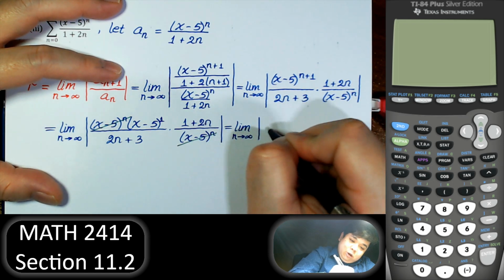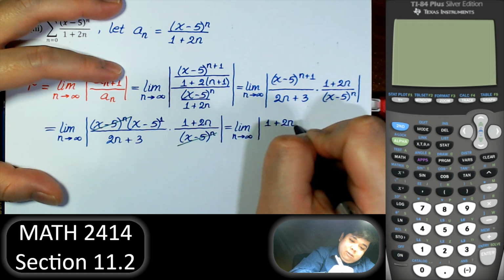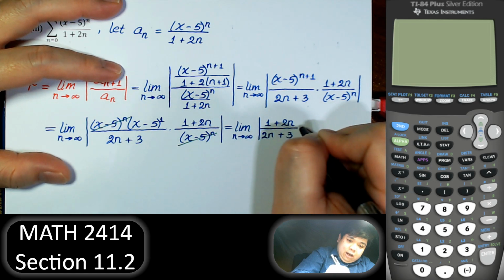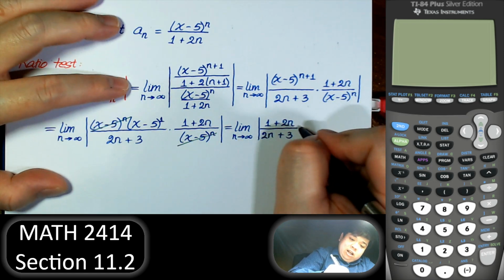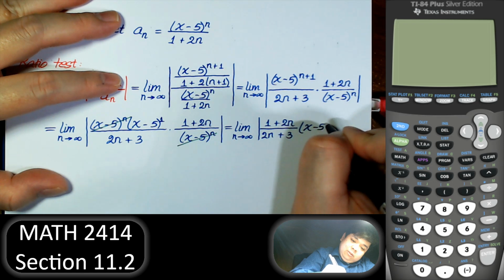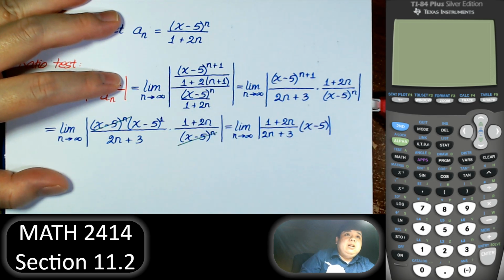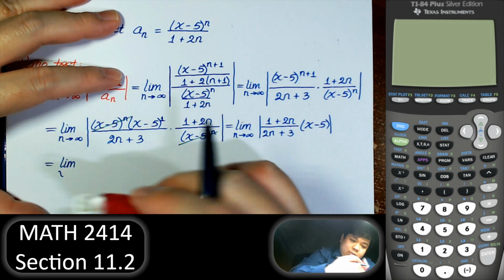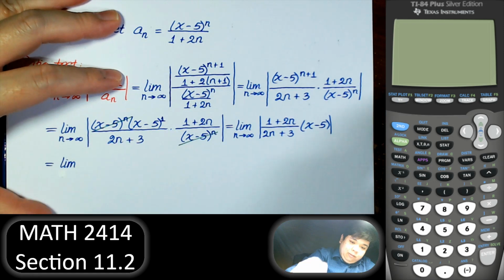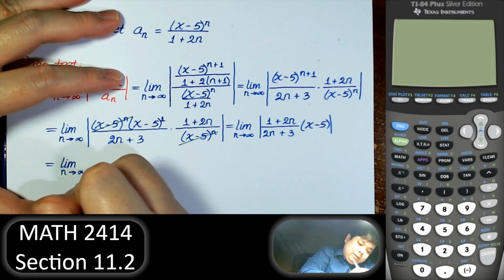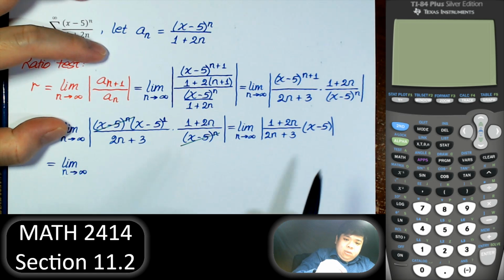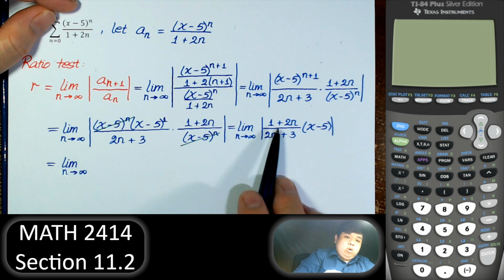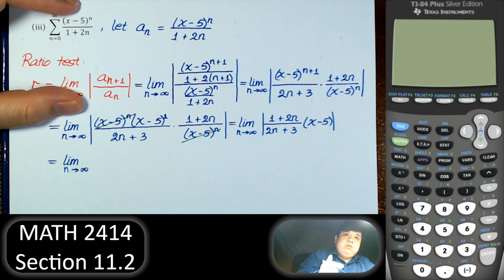Right. I'm going to put 1 plus 2n on the top, 2n plus 3 at the bottom, and then x minus 5 I can just write by itself like this. Limit as n goes to infinity. Now notice that n goes from 0 to infinity, therefore all of those are positive, so we don't even need absolute values for that, only need the absolute value of x minus 5.